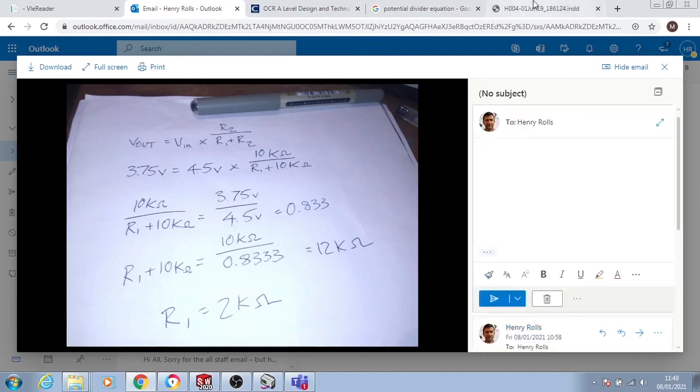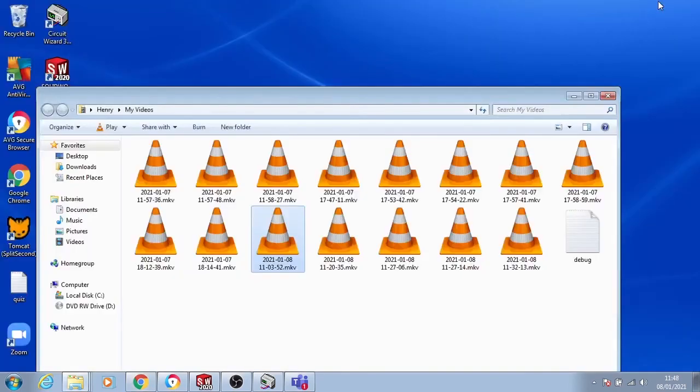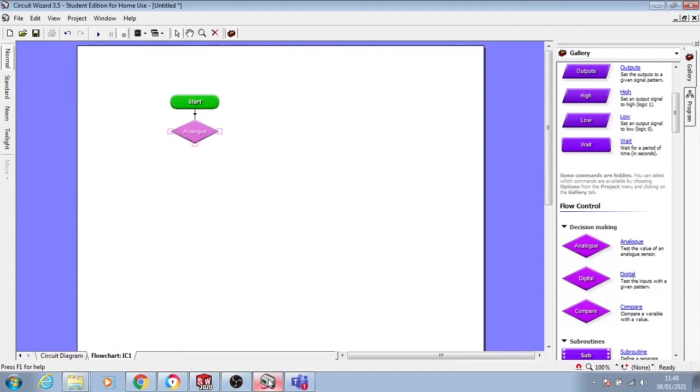All right, so hopefully that'll explain potential dividers to you in a better way. Have a little play with Circuit Wizard. It's a nice little program just to play around with ideas and whatnot.